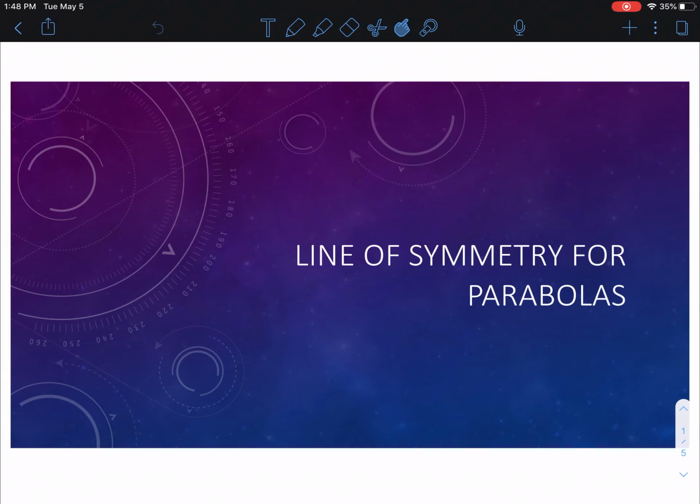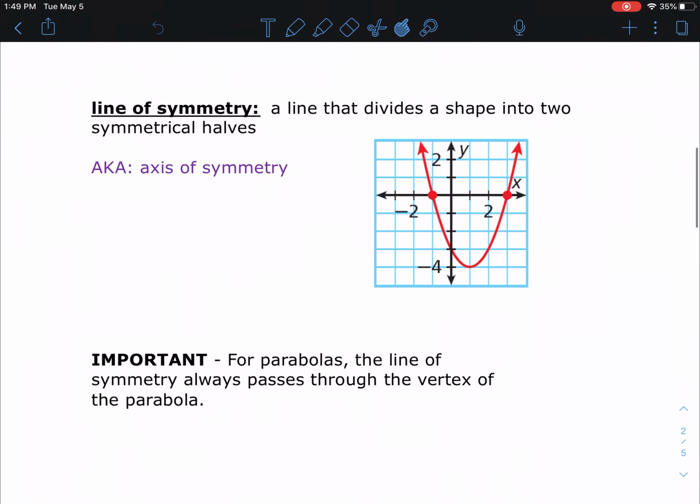Hello. Okay, so now that we know a little bit more about parabolas, we're going to focus on the line of symmetry and specifically talk about how we find that when we might not have a graph. Okay, so just a refresher, our line of symmetry is the line that divides the shape into two equal halves. So again, that'll be right down the middle, and it should pass through this very important point called the vertex.